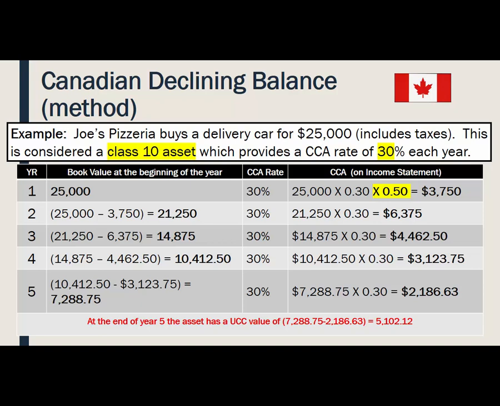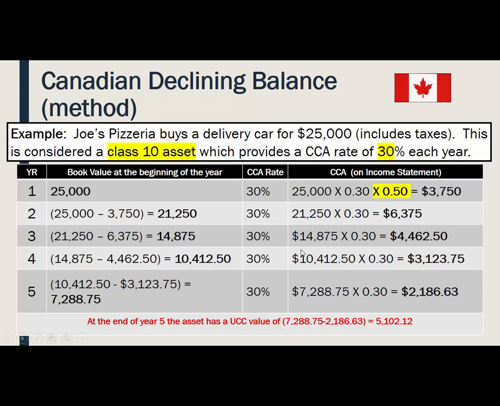So let's go through an example. Joe's Pizzeria buys a delivery car for $25,000, including taxes. Remember, that's important. It's considered a Class 10 asset by the Government of Canada, CRA, Canada Revenue Agency, which means that it provides a capital cost allowance rate of 30% each year. So each year, Joe's Pizzeria is allowed to deduct the value of that car by 30%.